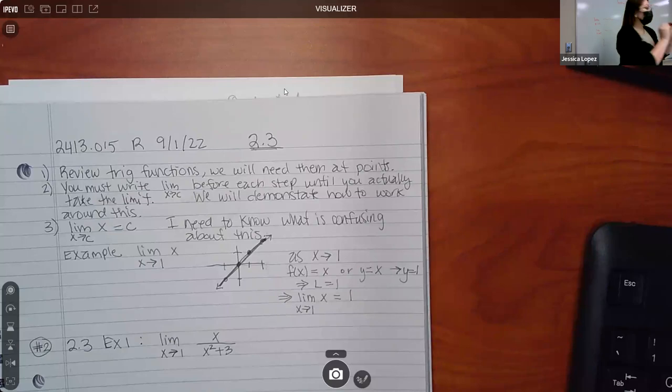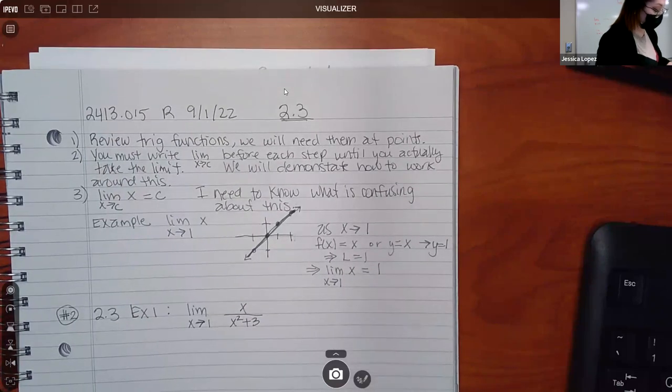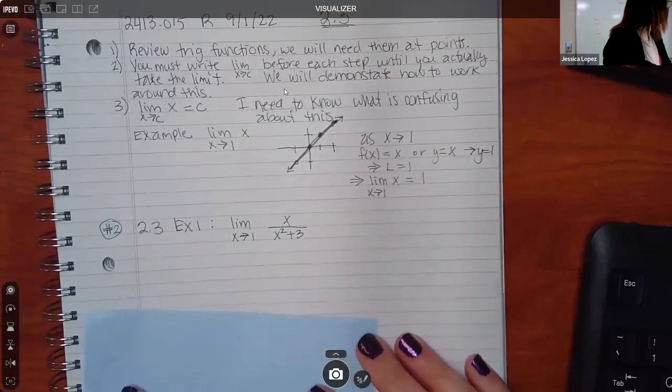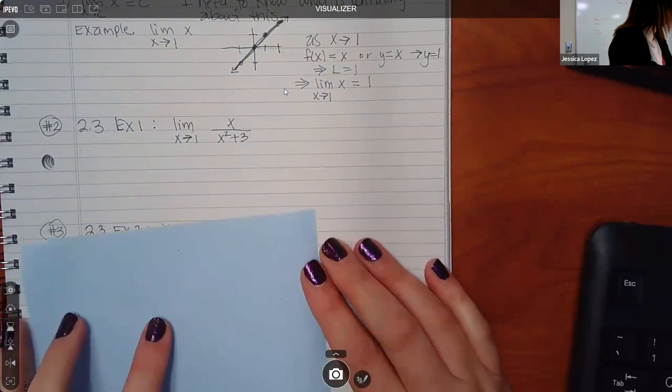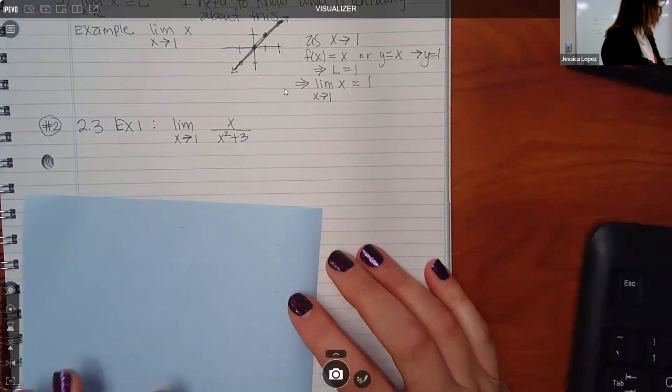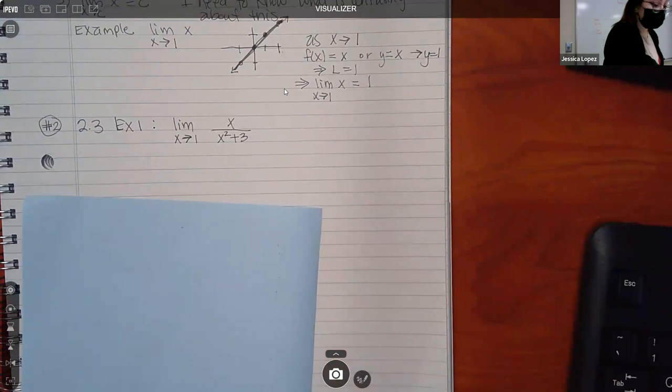Okay, so we're gonna start off simple, nothing too crazy. We're gonna do an example. It's actually number 2 from WebAssign. So I highly recommend that you do your problem from WebAssign and not this one, if yours is not a 3. But go ahead and try it. I'm gonna do this one, and then I'm gonna time.